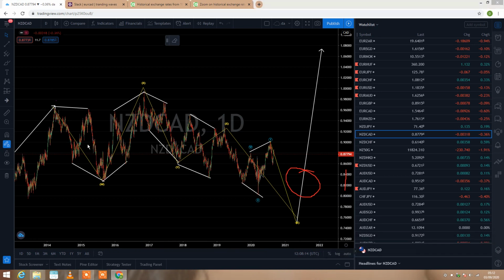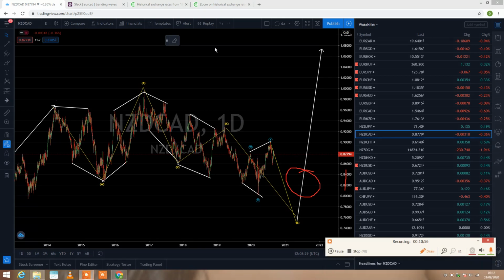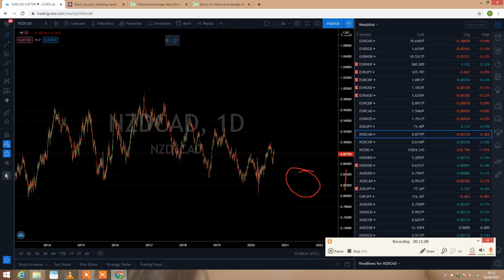Right, so second thing, now I see this is actually a 3-3-3, with A, B, C, W, X, Y's on the chart. So let me just clear everything so that we can start to do it as a clean chart. Just take everything out. Right, now here we go.